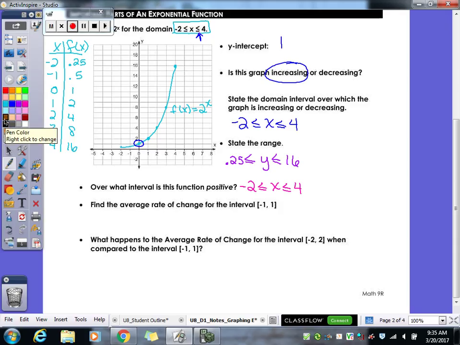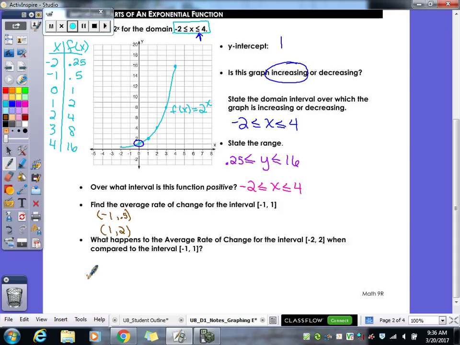Next, find the average rate of change for the interval negative 1 to positive 1. So again, remember, those are your x values of your 2 points. We use our table to help us finish it. So at negative 1, we have 0.5. At positive 1, we have 2. So we have the points negative 1, 0.5, and then 1, 2.